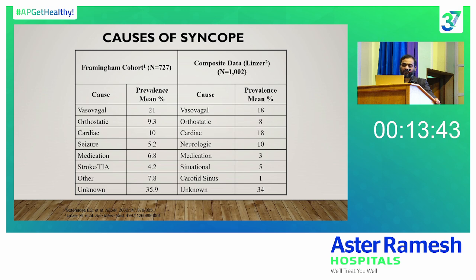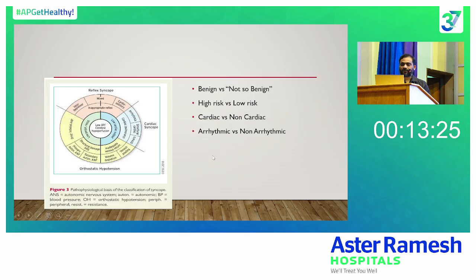Even in the old cohorts, where we know these things were published quite some time back, the most common syncopes are still the vasovagal and the orthostatic. The cardiac syncopes combine to around 10 to 12%, and seizures and other neurological syncopes are probably less than 10%. So when we see a syncope, the most important thing is to see whether it is a benign or a not so benign cause of syncope.